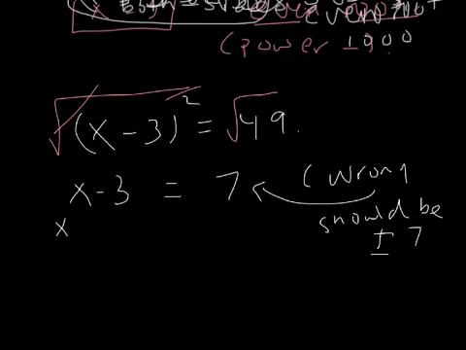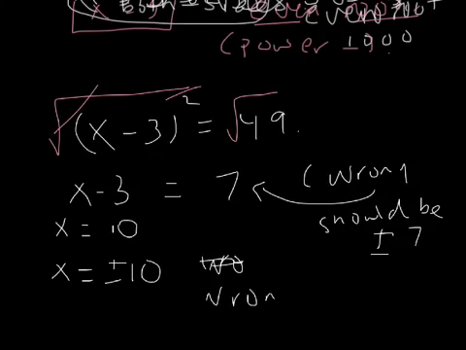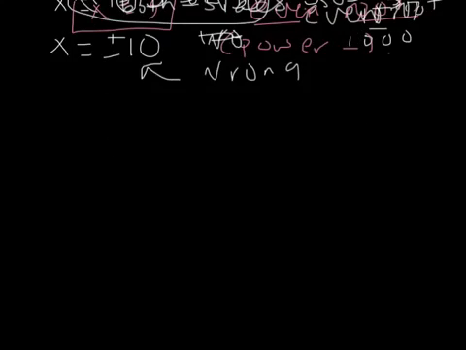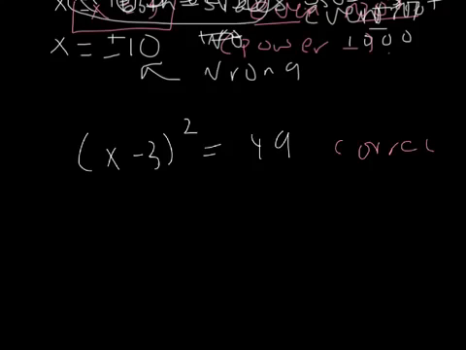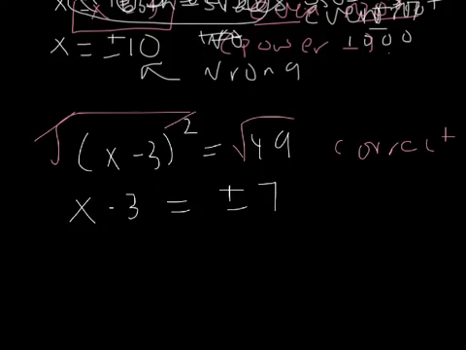And then they continue, they add the 3, they get 10, and then they go, oh yeah, this is an even root, so then they just randomly throw on a plus minus. To be clear, this is wrong because the plus minus should have happened right when you took the even root. So now this one will be correct. We'll take the square root there, we'll take the square root there. That'll give us x minus 3 equals plus or minus 7 right there. That's the line where we want it to show up.